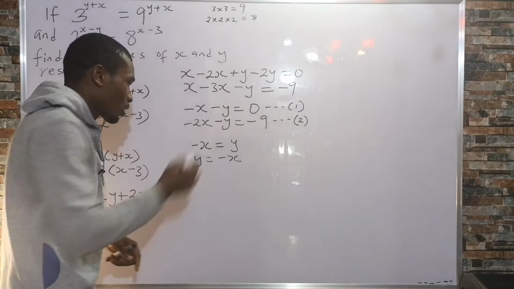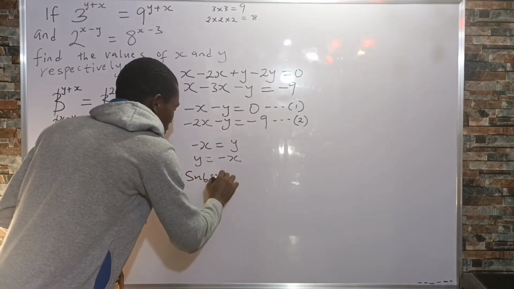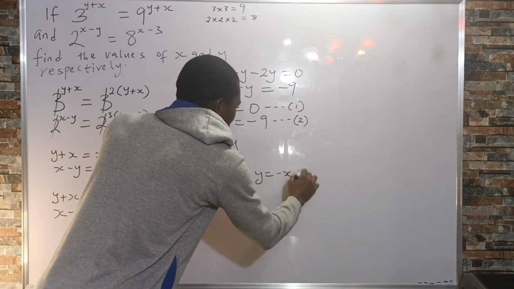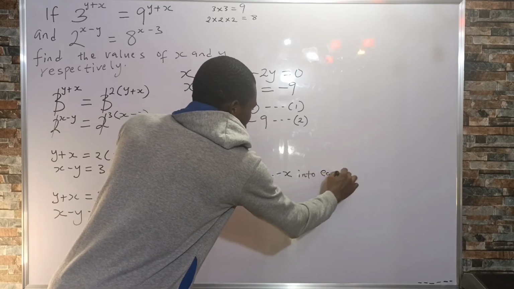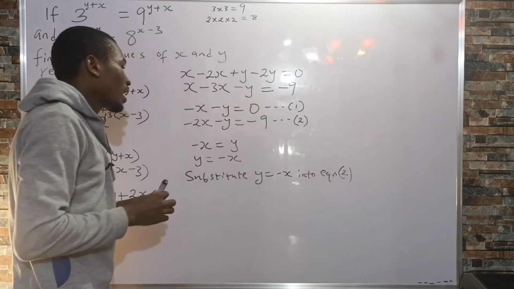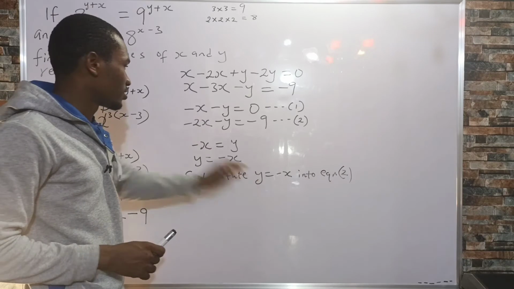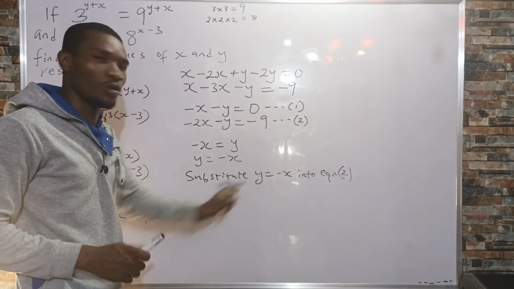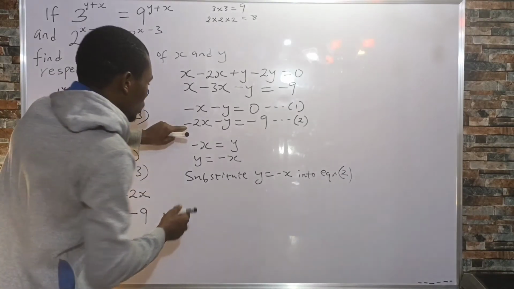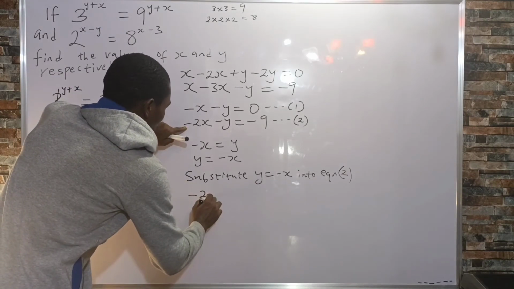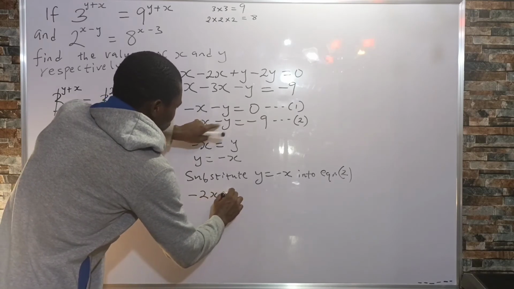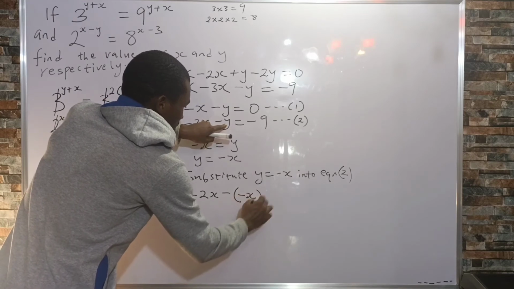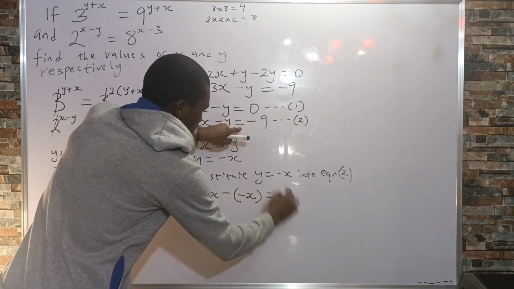All right, so automatically y is equal to negative x. That sounds very simple. I will then substitute y equal to negative x into equation 2. That means wherever I see y in equation 2, I will replace it with negative x, which is now the value of y here. So I have from equation 2 negative 2x, then minus, what is my y now? My y is negative x. So I have in bracket negative x, and that is equal to negative 9.